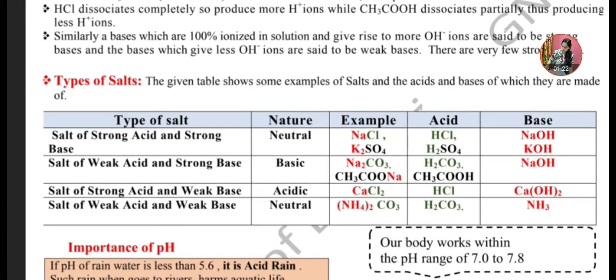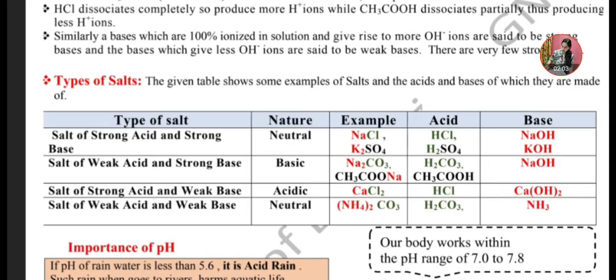Here is a table of salts given to you, students. There are 3 types of salts: neutral salt, basic salt, acidic salt. How do they form? First is the salt of a strong acid and a strong base. When a strong acid and a strong base react together, they form a neutral salt. For example, when the strong acid hydrochloric acid reacts with the strong base NaOH, it gives sodium chloride. So sodium chloride is neutral.